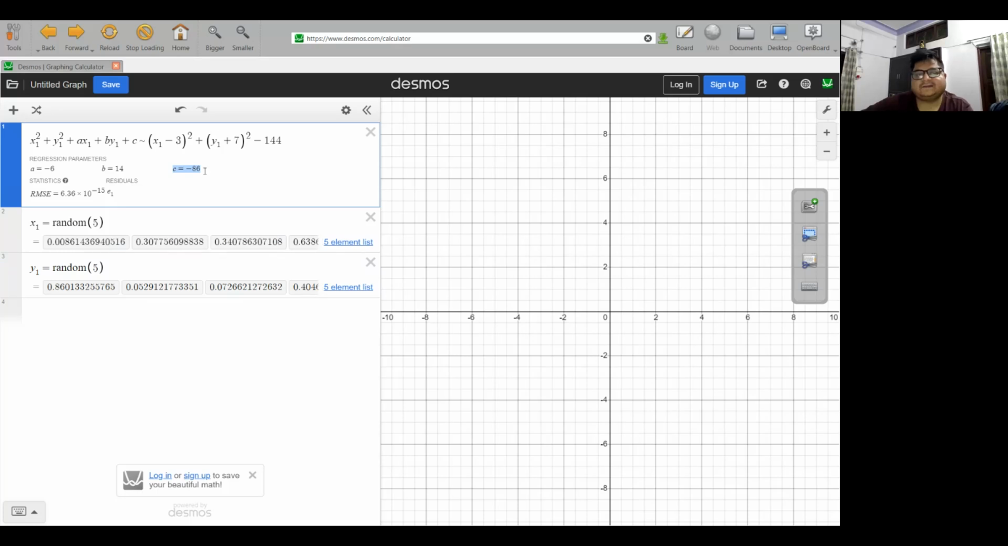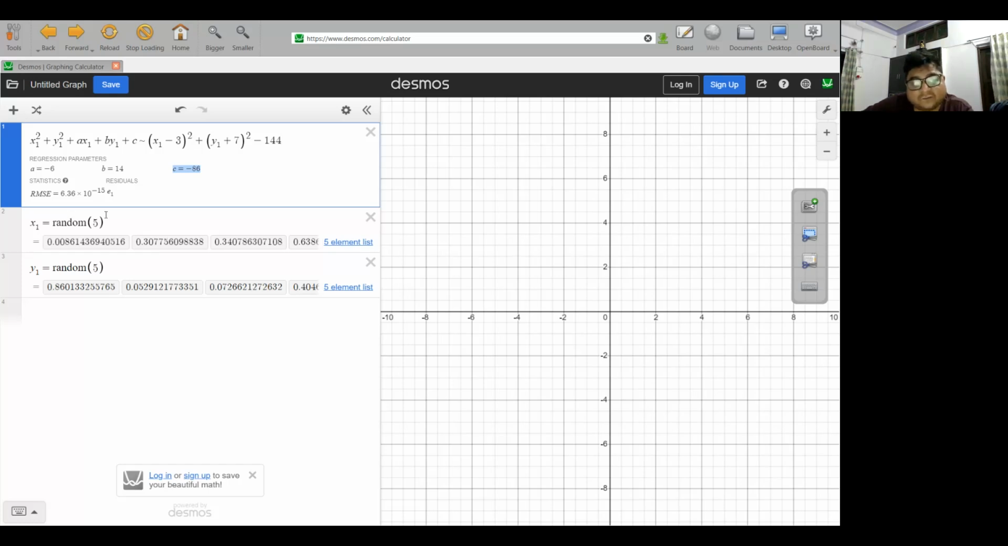Anybody has any doubt in this? Why I have written x1 and y1 here and why we are using the random 5? Because if we are not using it, the system will use only one value for every part, like for x1 they can take 1, for y1 they can take 1. What I did, I use a random 5 because I give the condition that Desmos, you can take any 5 values of x1, any value. So they can by default take it.